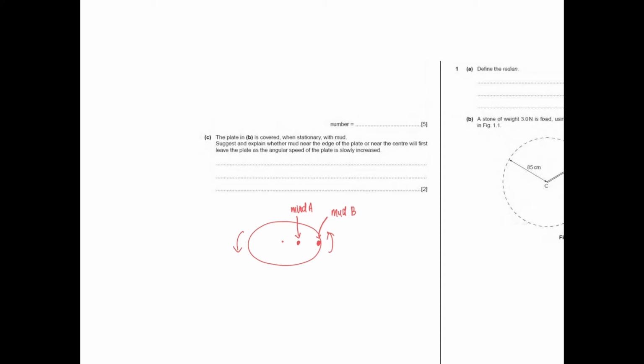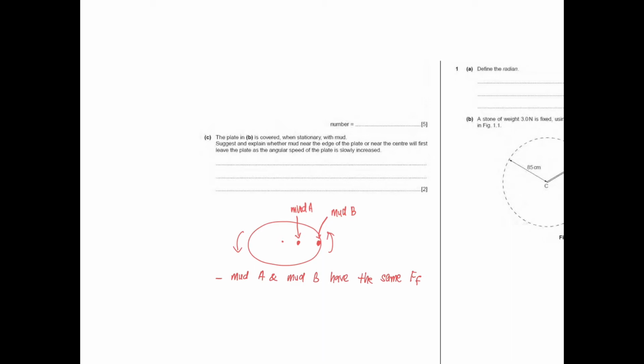Okay, so let's see how we are going to understand it. We have mud A, mud B. Both have the same frictional force. You need to know the surface of the plate is of the same roughness, so hence they have the same frictional force. Okay? Same frictional force. So first thing, mud A and mud B have the same frictional force.